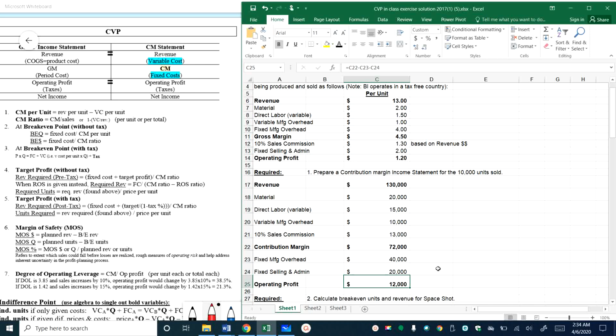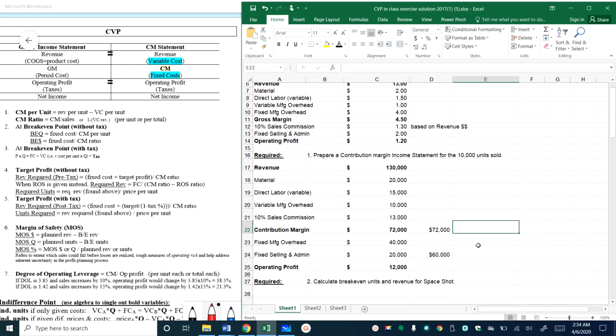So one thing to note is our contribution margin. This is important. We have this $72,000 as our contribution margin, and our overhead, our fixed costs, will total $60,000. So these two we're going to plug in a lot.